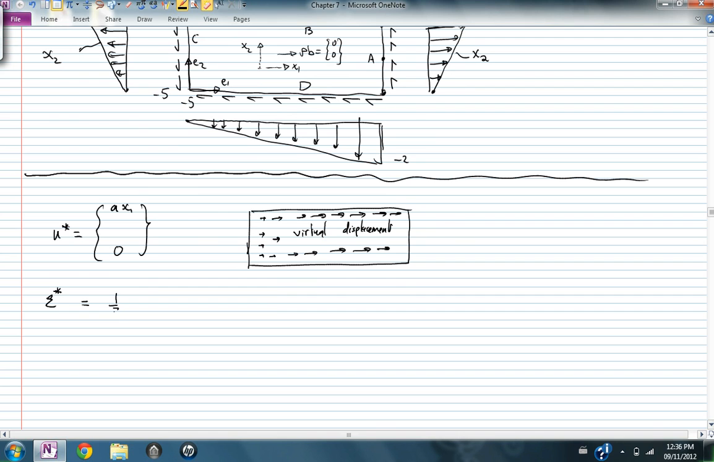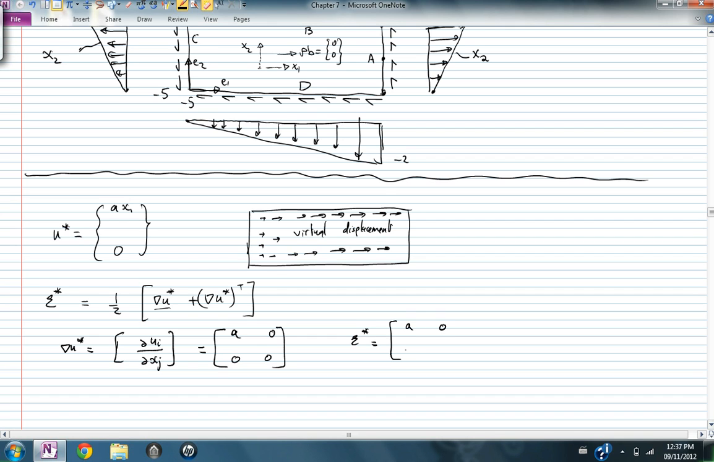Epsilon star is equal to half the gradient of u star plus the gradient of u star transpose. So we need to calculate the gradient of u star. The gradient of u star is equal to partial ui by partial xj, and this will be equal to a, 0 and 0, 0. And so epsilon star, after you take the gradient of u star, add it to its transpose, and divide by 2, will equal to this. So I only have epsilon star 1,1 equal to a, everything else is equal to 0.